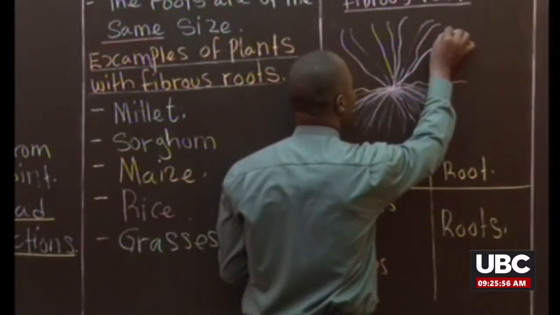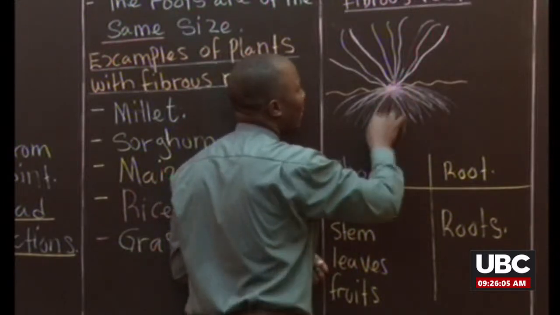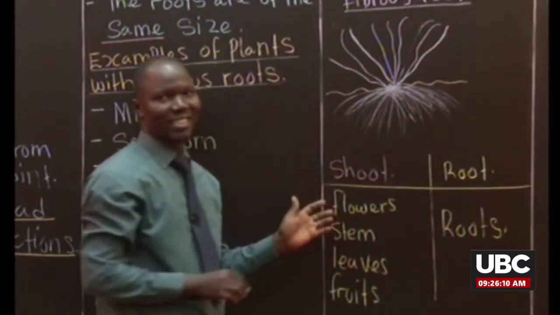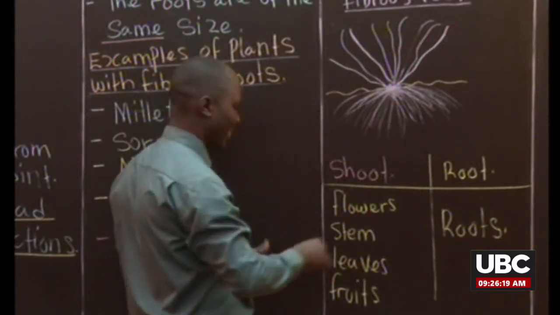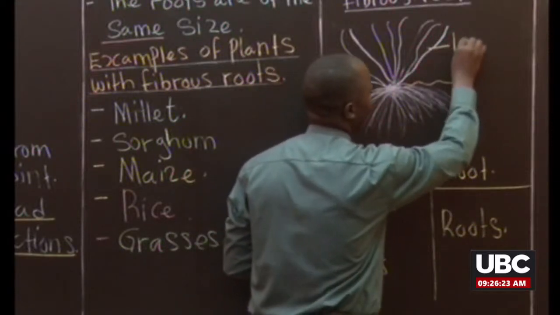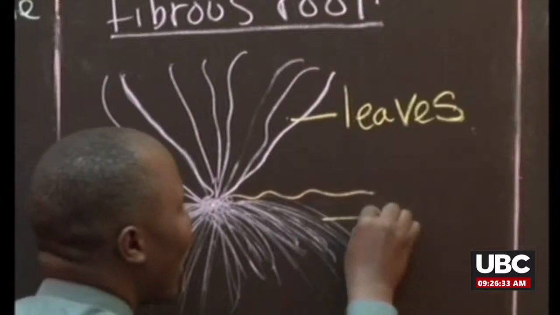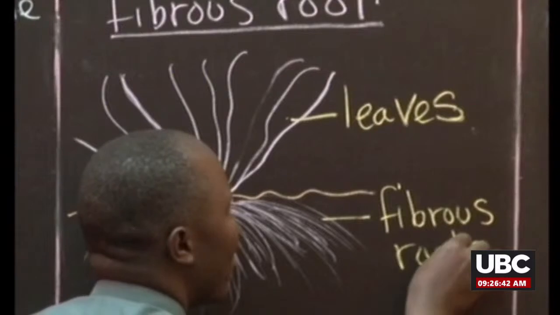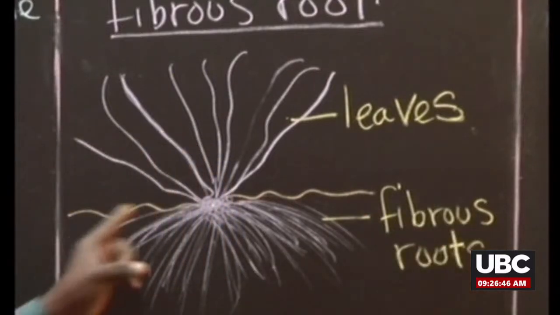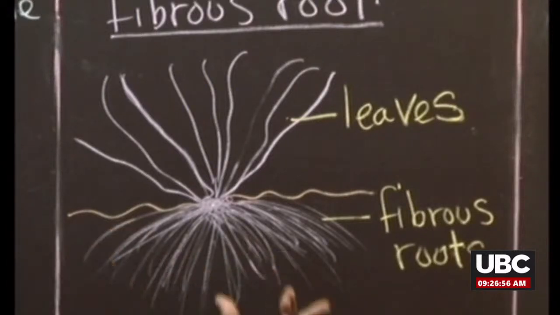Remember, these were our leaves, if it was a grass. But from this one common place, we get very many small roots in different directions. And these could be the leaves. And this is the common place, but these smaller ones are the ones we are calling fibrous roots. What are they? From one common place, going in very many directions, and are of the same size. They qualify to be the fibrous roots.